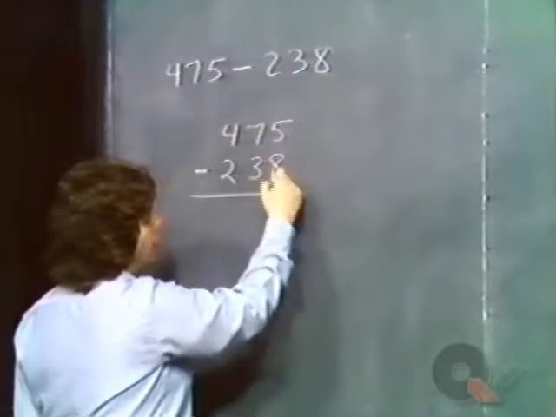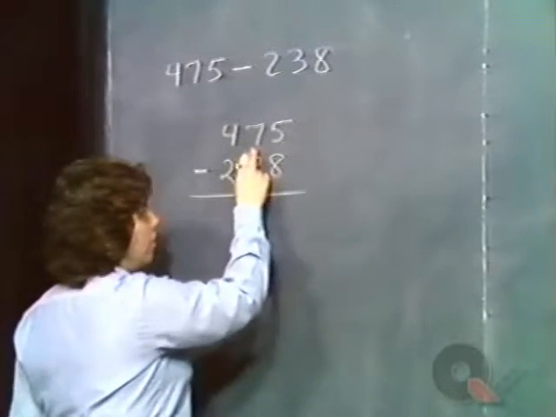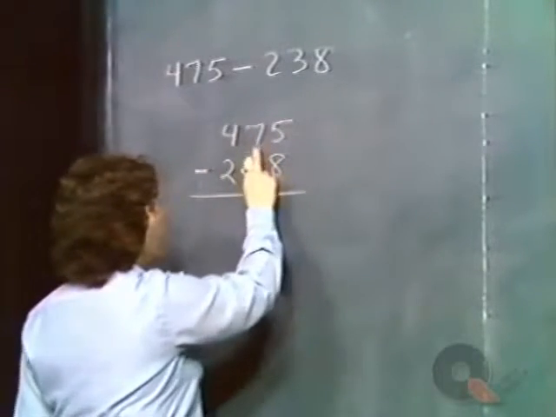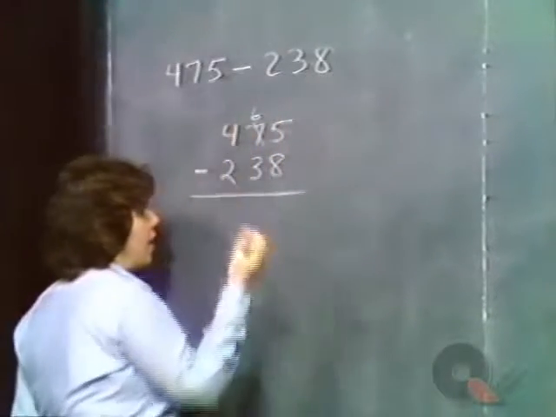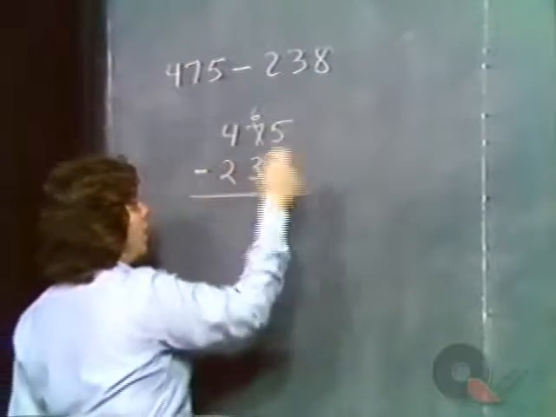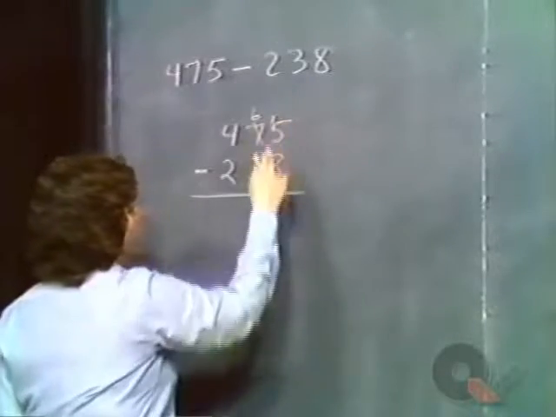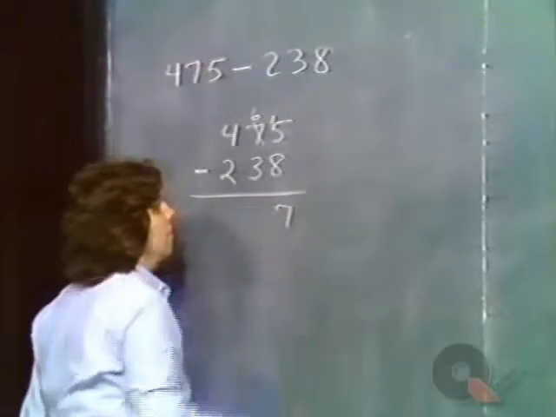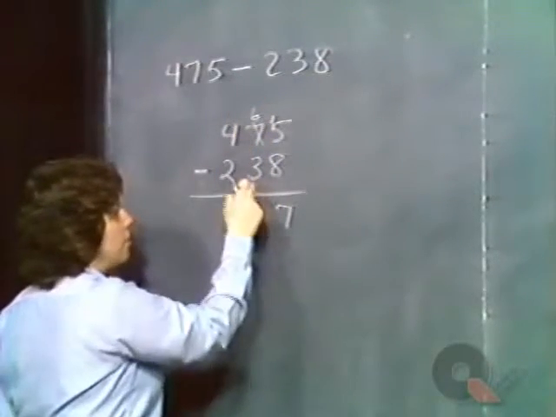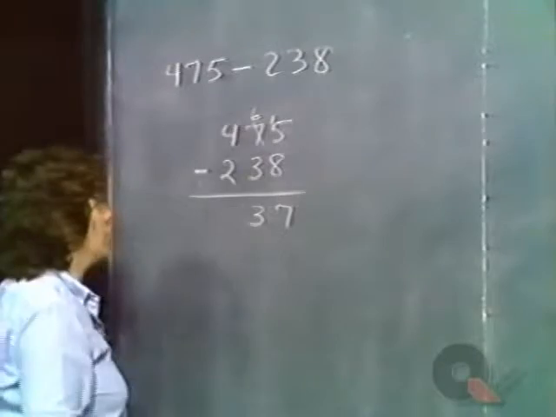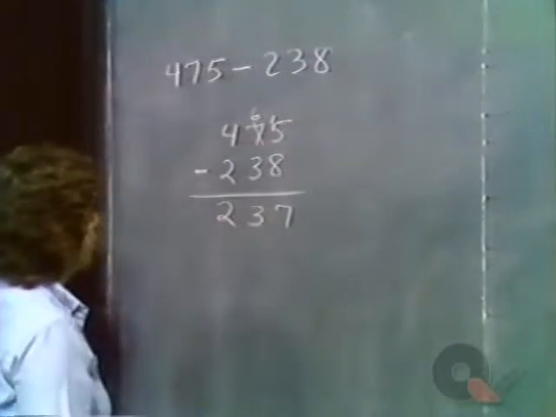8 is bigger than 5. We can't take the 8 from the 5. So instead, we move over here and we borrow from the tens place. Instead of the 7 tens, we rewrite this as 6 tens. That leaves us with an extra 10, which is 10 ones, and we add that in here. 10 ones and the 5 ones, 15. 15 take away 8 gives us 7. Now in the tens place, we have 6 tens take away 3 tens gives us a 3, and in the hundreds column, 4 take away 2, that's 2, for an answer of 237.